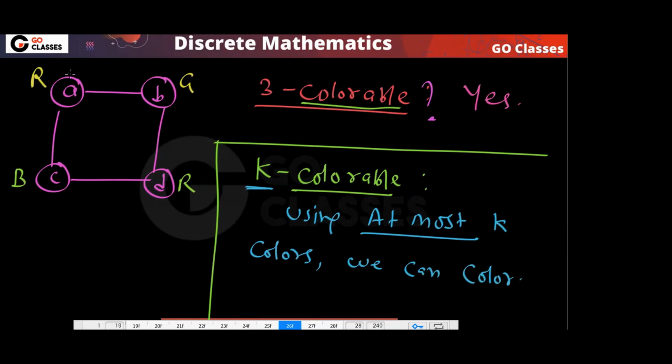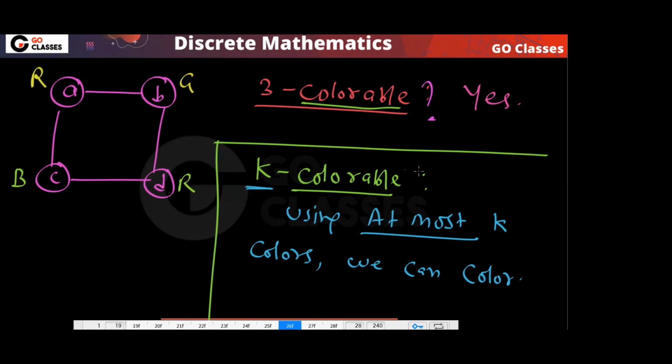So you can notice, can I give this color red, like red here, red here? Yes, because they are non-adjacent. We don't care about non-adjacent vertices. We only care about adjacent vertices. Adjacent vertices must get different color.